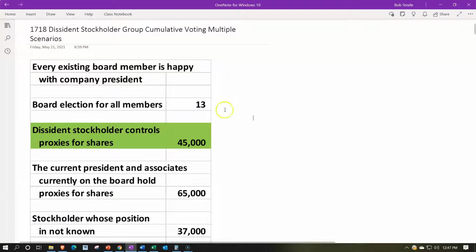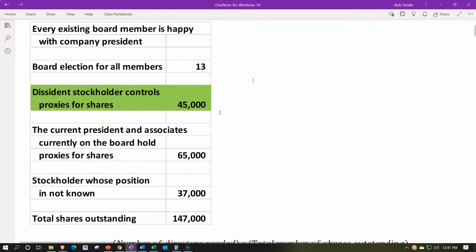The president has the board of directors, currently 13 on the board. All the seats we're going to imagine are up for re-election. They are all happy with the current status quo. The dissident stockholder group controls proxies for shares. Now, proxies basically just means that they have the ability to act as an agent in the act of voting. So they're going to be able to control the votes and direct them the way they want to direct them, for, they're saying, the 45,000 shares.